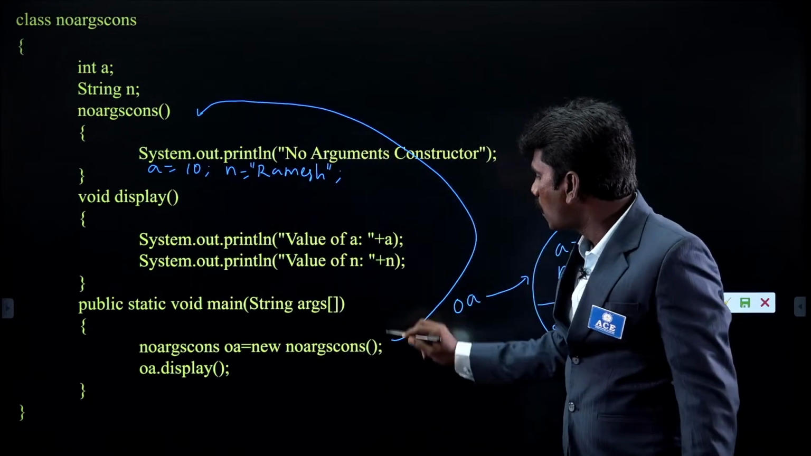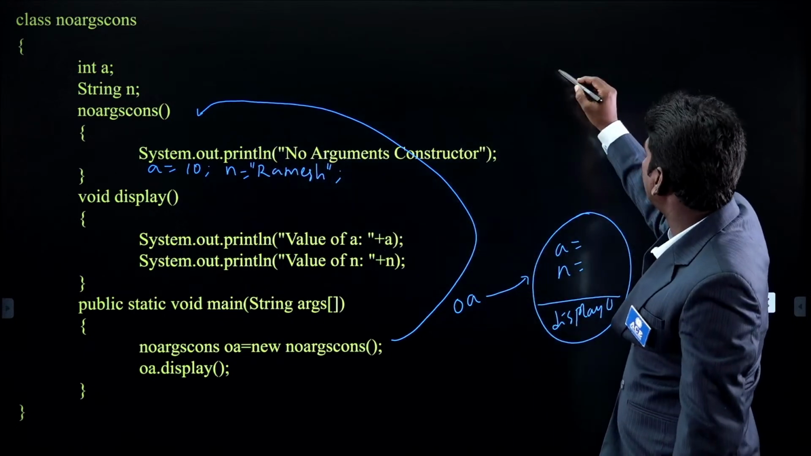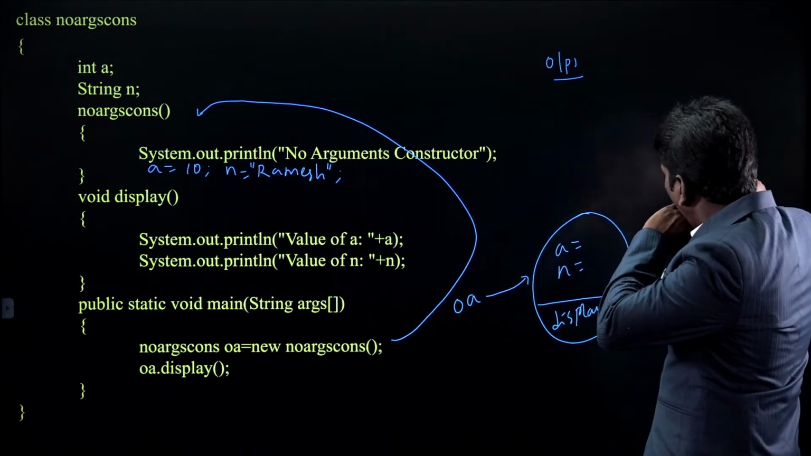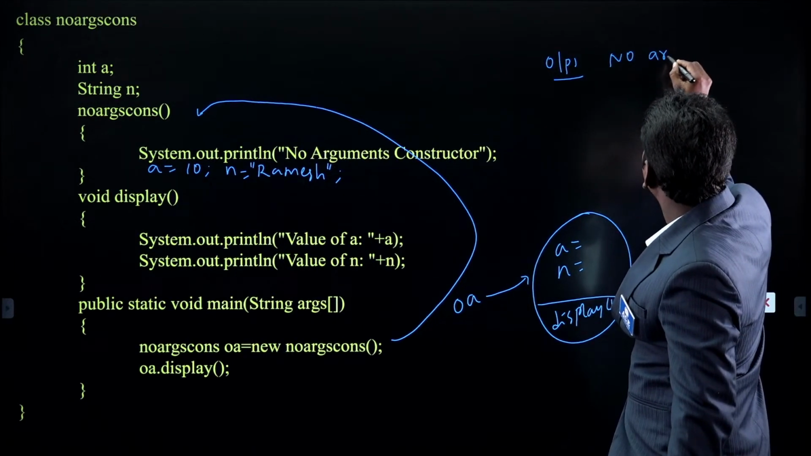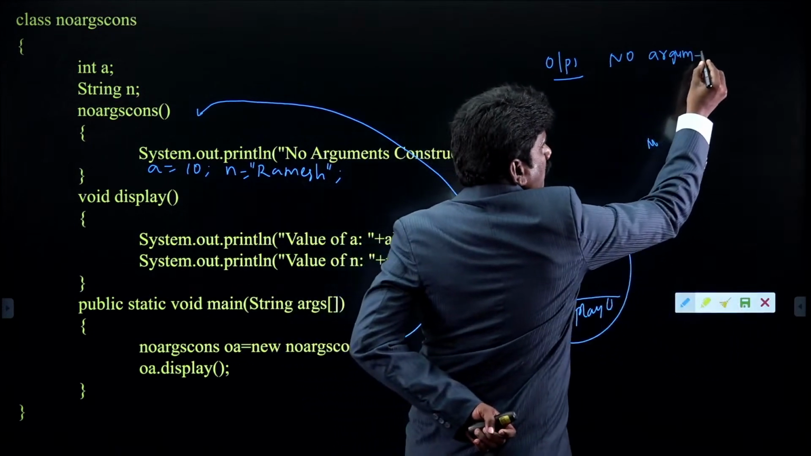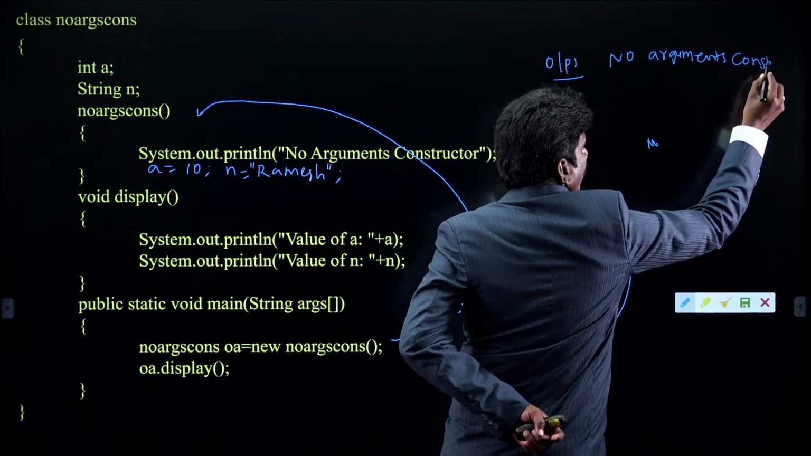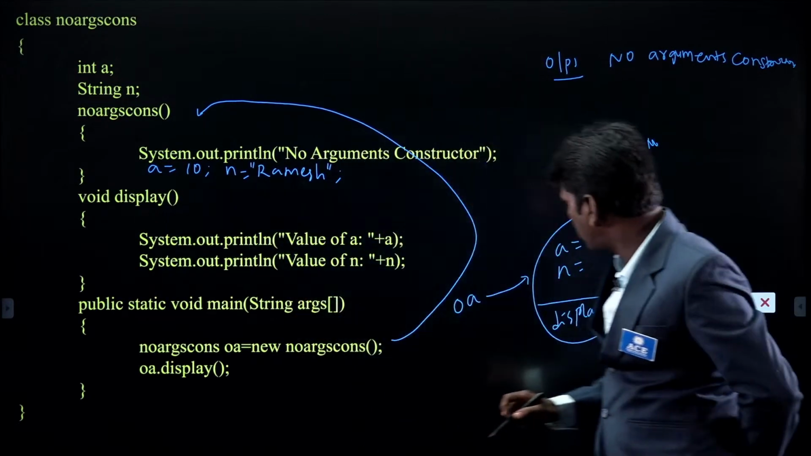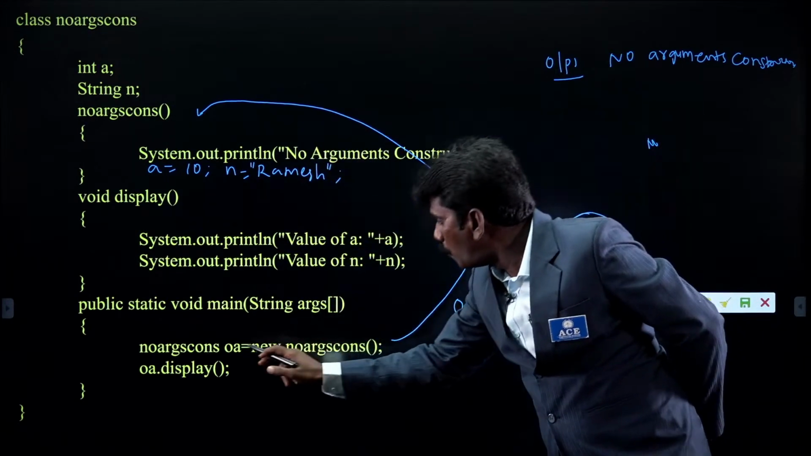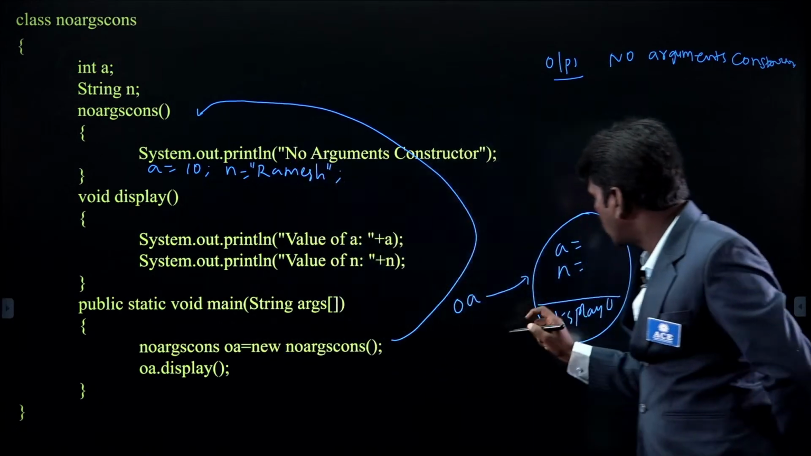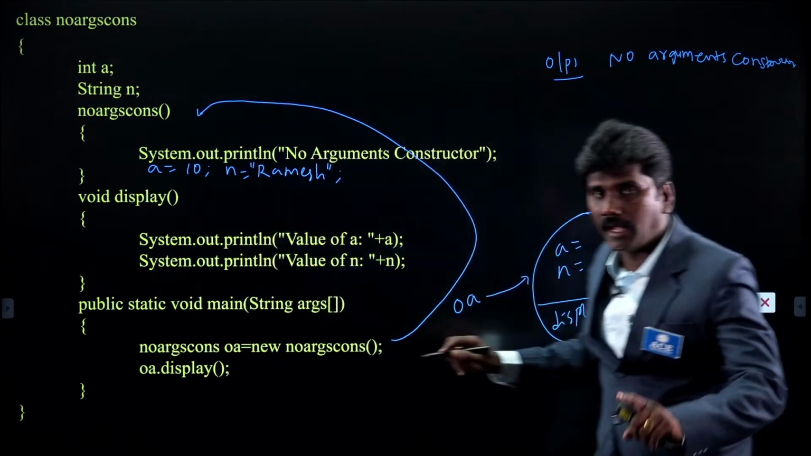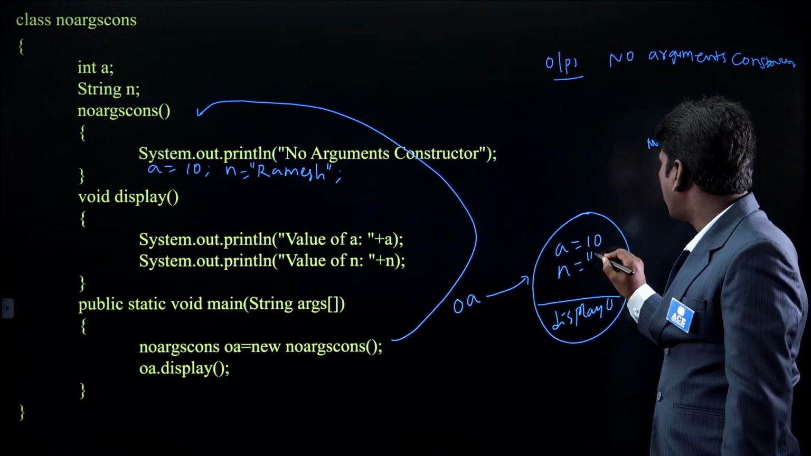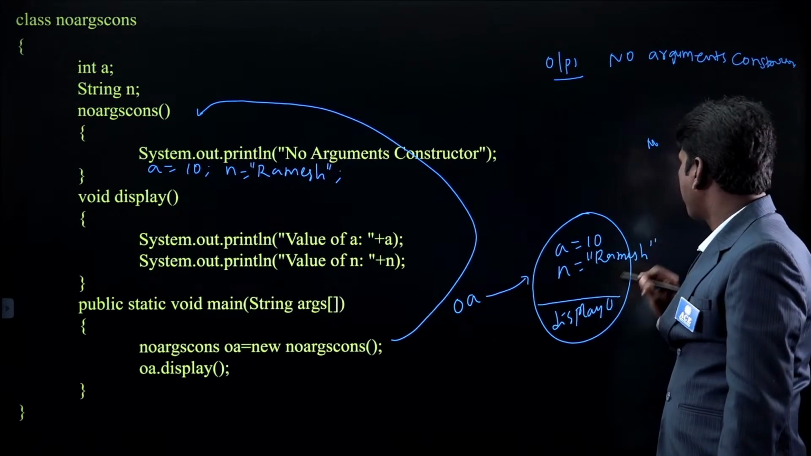Suppose we execute this. Automatically the constructor is executed, and the output is: no arguments constructor. It is in System.out.println, so it is printed as it is. After that we have A is equal to 10. Who called the constructor? OA, the object reference OA, called it, so in OA the value A is assigned 10, and N is equal to Ramesh is also assigned like this.